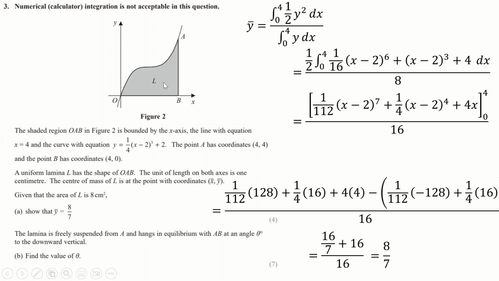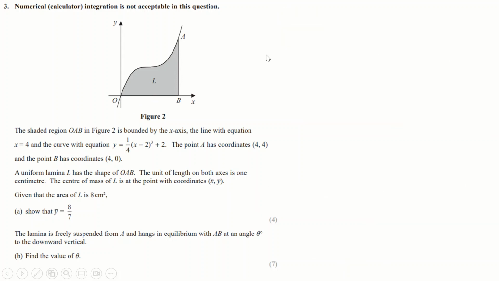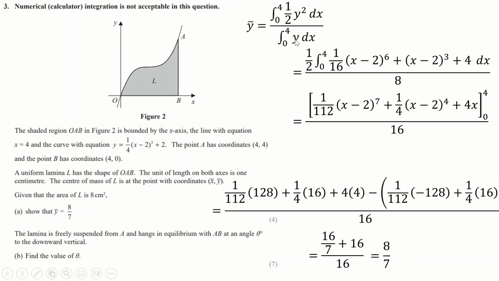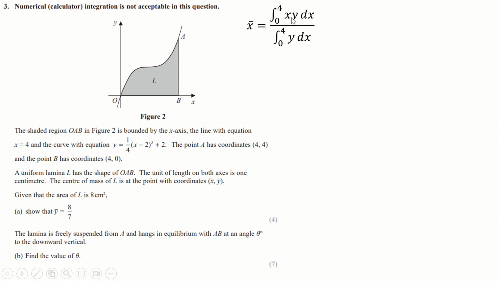So that's y bar. Now we're going to suspend this from A, which means it's going to obviously hang through the center of mass, which means we also need x bar. The formula for x bar is this, slightly different formula to this. You just do x, y on the top, same down here. So this is still 8 down here. This is easier to get because we just times this by x to get this.